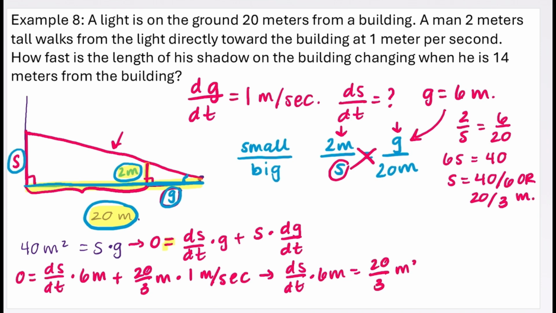meters squared per second. And then if I divide by 6, that 6 is going to join the 3 on the bottom. So it'll actually become 20 over 18, or 10 over 9. So I'll end up with 10 over 9. And one of the meters will go away, so it'll just be meters per second. So the shadow on the wall, when he is 14 meters from the building, is changing 10 meters every 9 seconds, or 10 over 9 meters per second. That's going to be that rate of change.